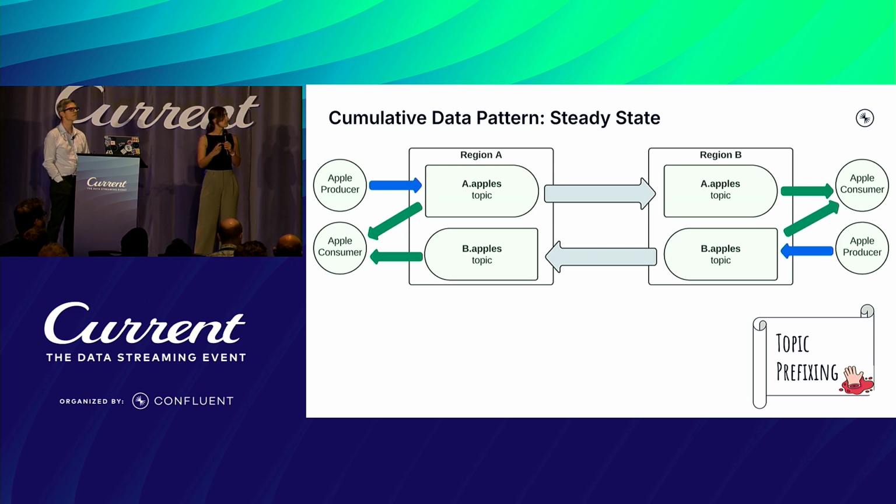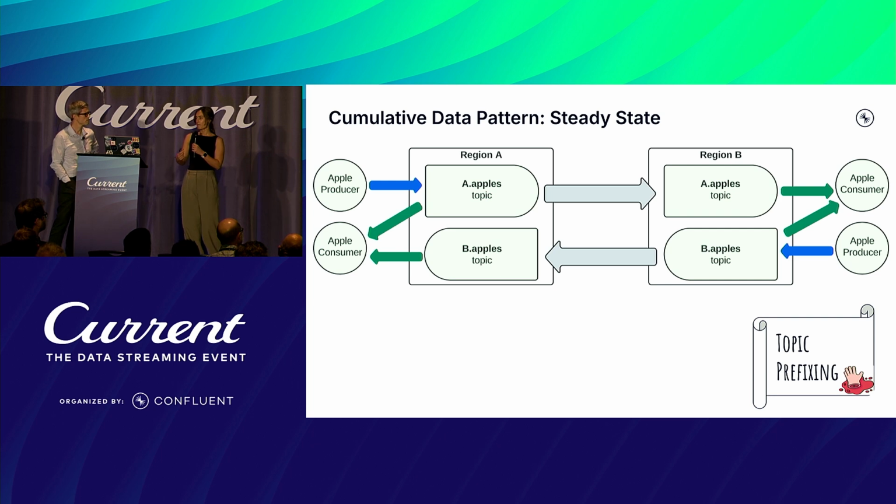And here you can see, like in region A, the Apple producer created a.topics, and our replication tool has maintained that name as it creates it in the destination cluster. Same going the other way for region B.